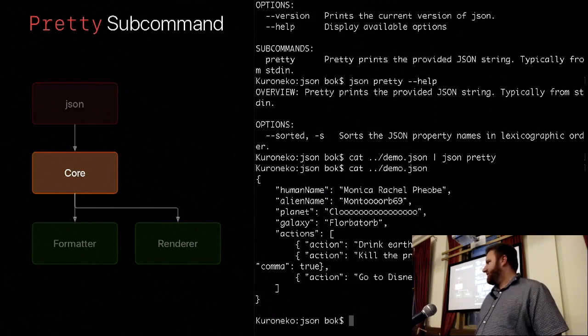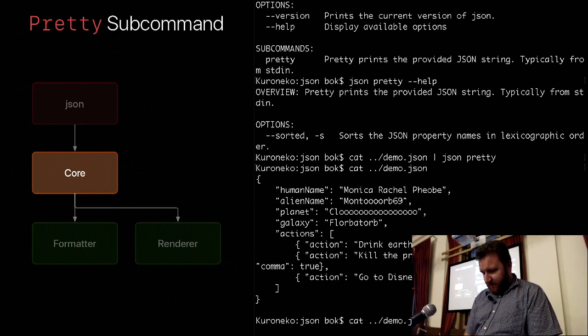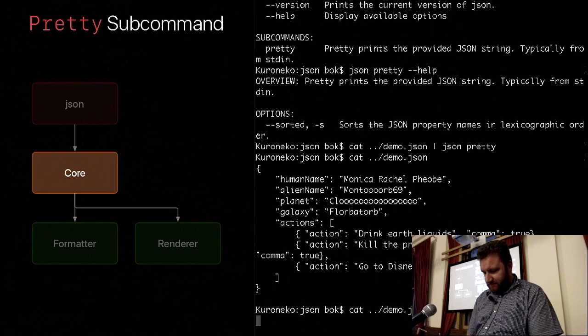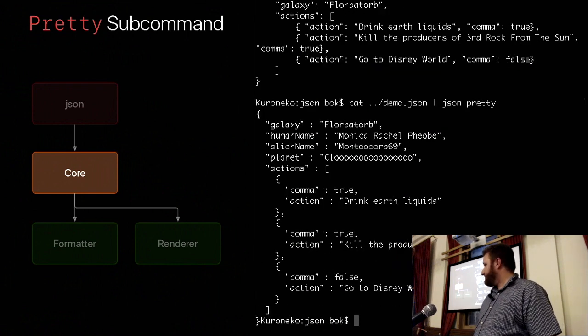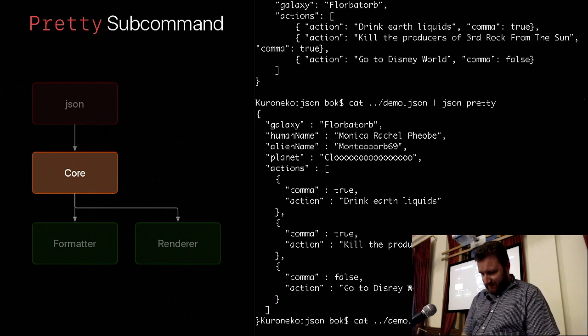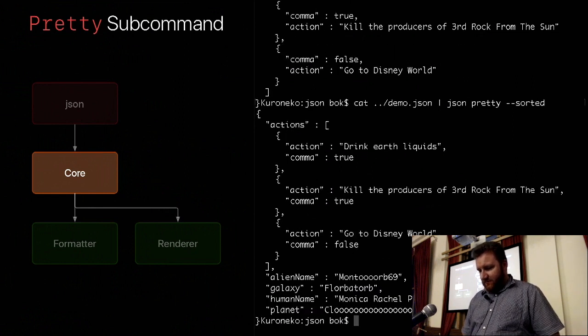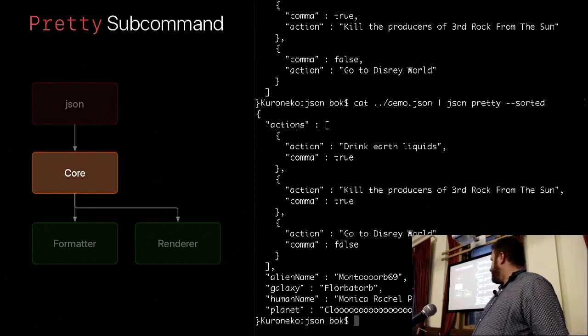Well, I kind of like how that looks rather than how Xcode thinks pretty looks, but anyway. So let's do that. Pipe it into json pretty. Ta-da, output JSON. Hooray. And we can sort it, which just alphabetically sorts it.